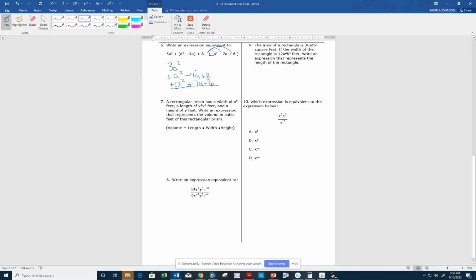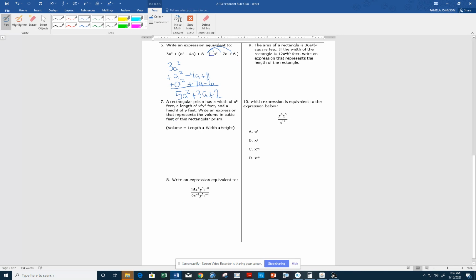So when we put this all together, 3a squared plus a squared plus a squared, we get 5a squared. Negative 4a plus 7a, we get plus 3a. And 8 minus 6, we get plus 2. Okay? So there's our final answer for number 6: 5a squared plus 3a plus 2.